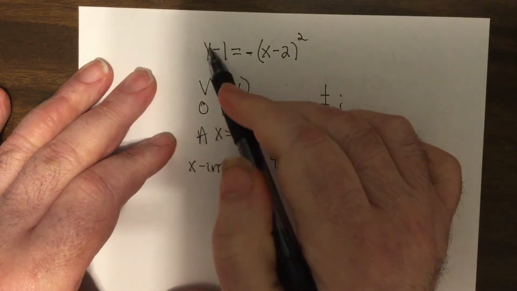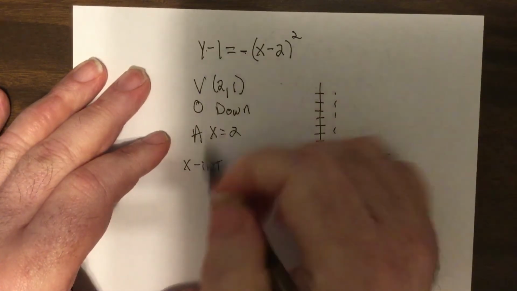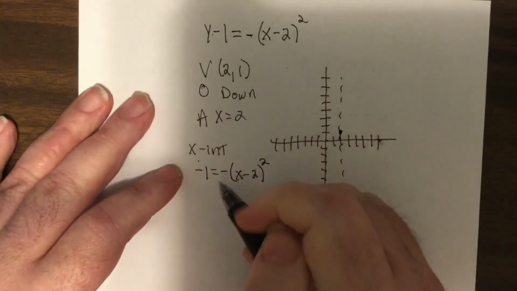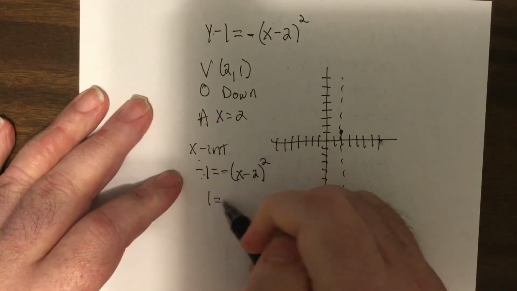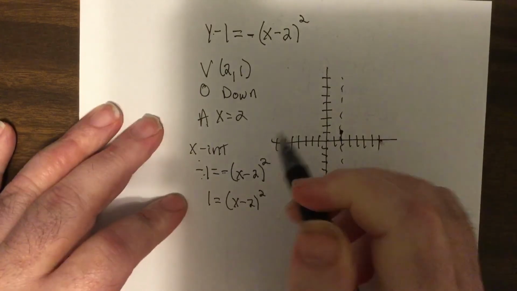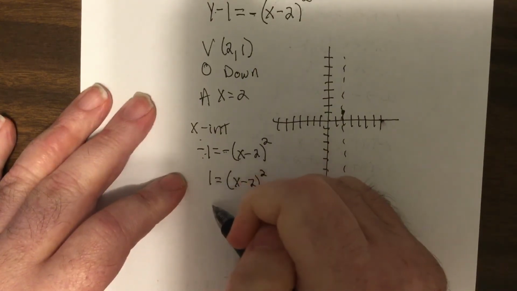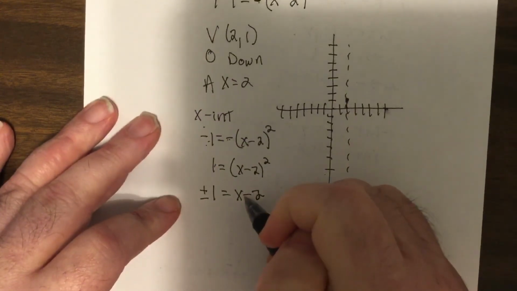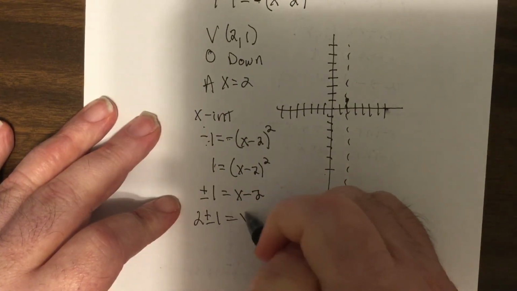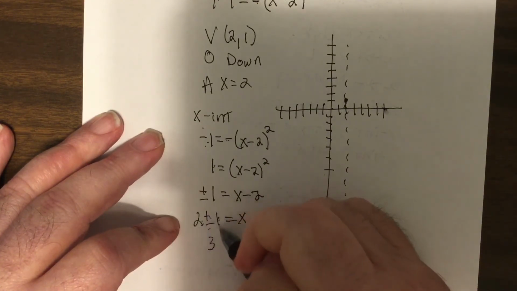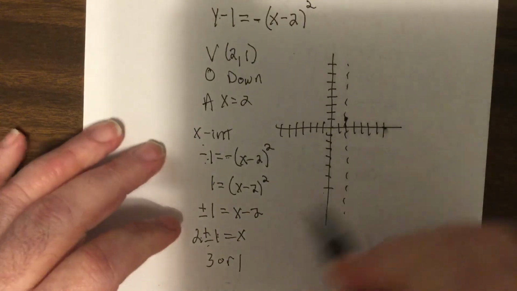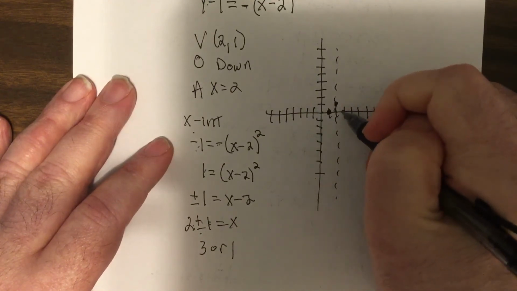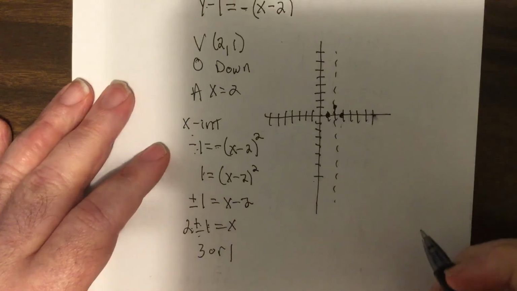Then, what's our x-intercept? We're going to put 0 in for y. So it'd be 0 minus 1 is negative 1 equals negative x minus 2 squared. Multiply both sides by negative 1, so it's 1 equals x minus 2 squared. Square root both sides, so it'd be plus or minus the square root of 1, which is 1. Then add 2. And then 2 plus 1 is 3. 2 minus 1 is 1. Notice our numbers have been pretty close because I'm trying to keep it nice so you don't have huge numbers to graph. But ooh, I think we can start to see our parabola.